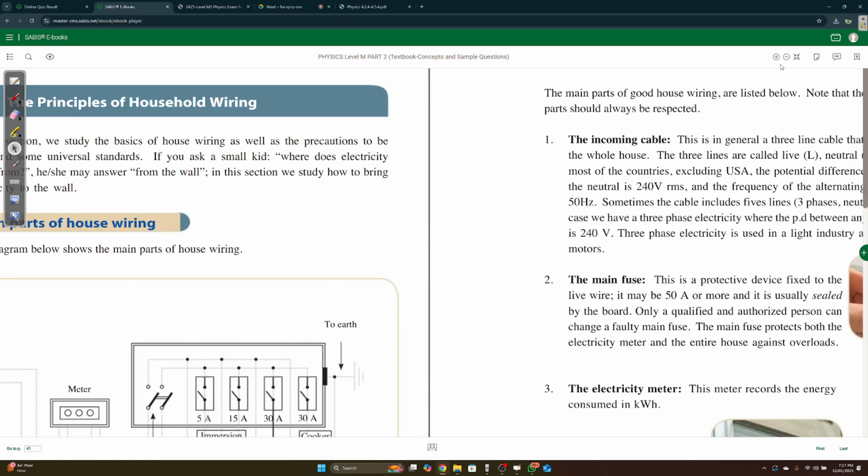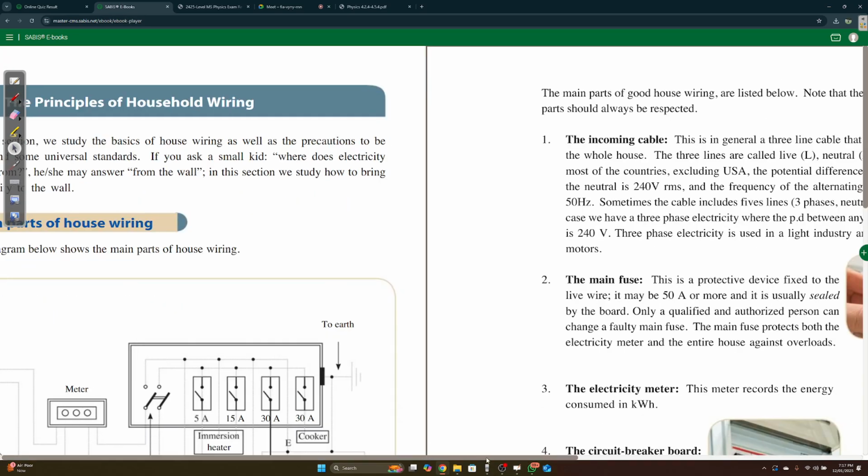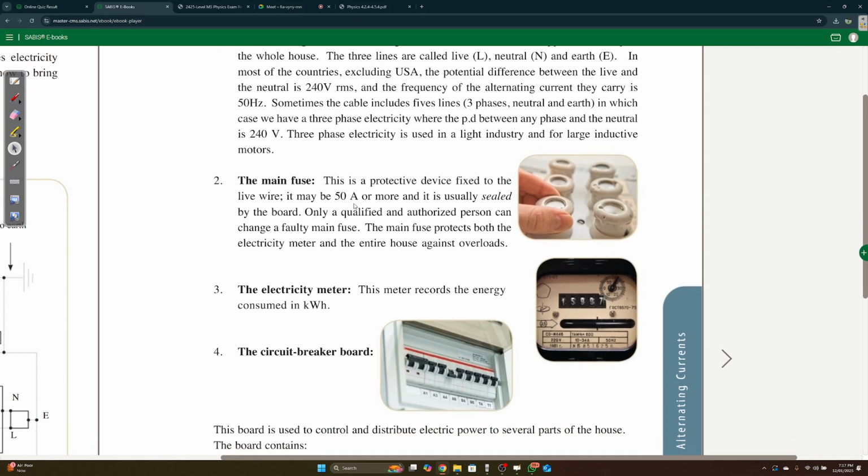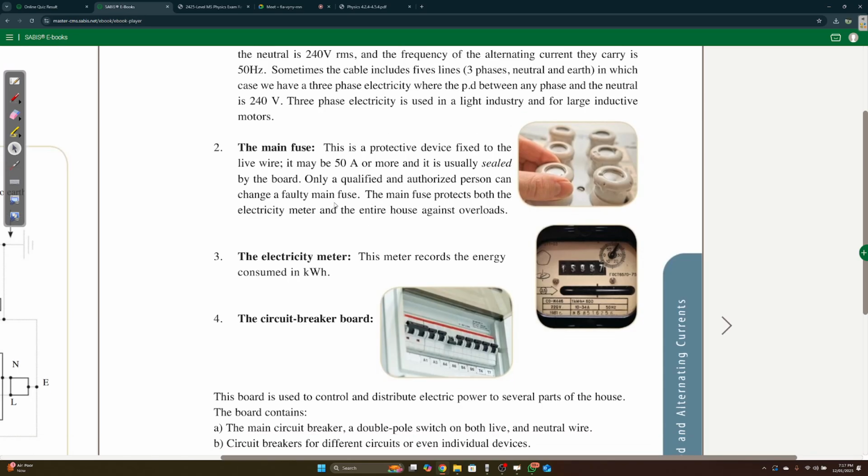Then you have the main fuse. The main fuse is a protective device fixed to the live wire. It may be 50 amperes or more, and it's usually sealed by the board. Only a qualified person can touch it. The main fuse protects both the electricity meter and the installation. So this makes sense. It's the main fuse. You can't touch this. You're not allowed because you can get electrocuted easily.